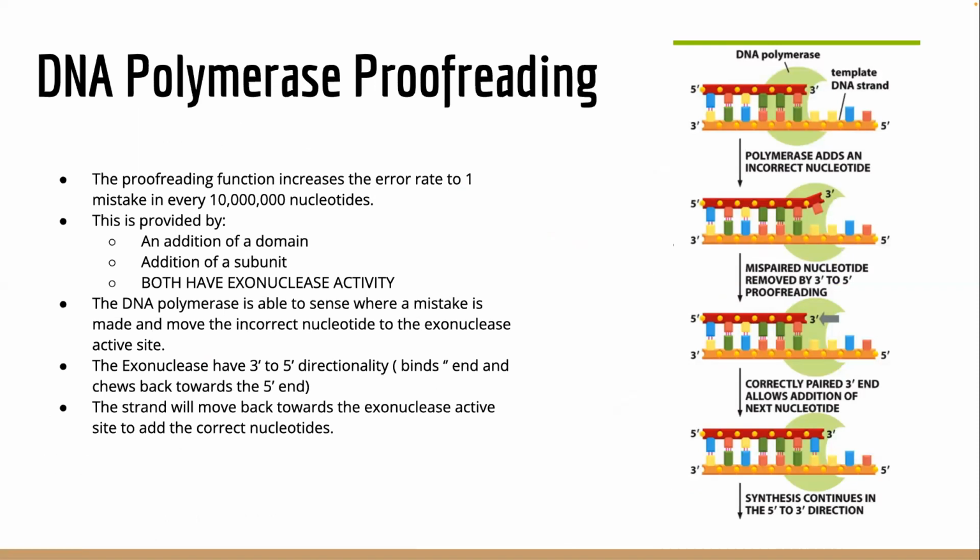Okay. And then next we'll move on to DNA polymerase proofreading. The proofreading function decreases the error rate to 1 mistake in every 10 million nucleotides. This is provided by an addition of a domain, a subunit, both of which have exonuclease activity. The DNA polymerase is able to sense where a mistake is, move the incorrect nucleotide to the exonuclease active site, which has a 3' to 5' directionality. And it'll chew back to the 5' end. The strand will move back towards the polymerase active site to add the correct nucleotides.